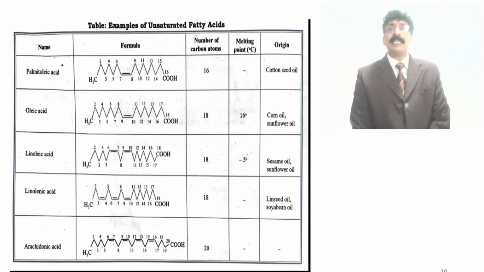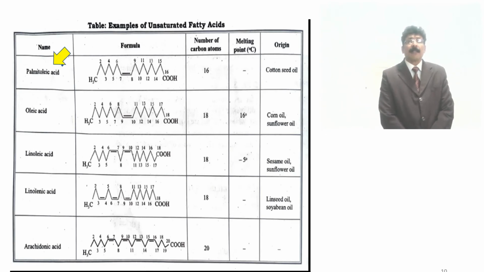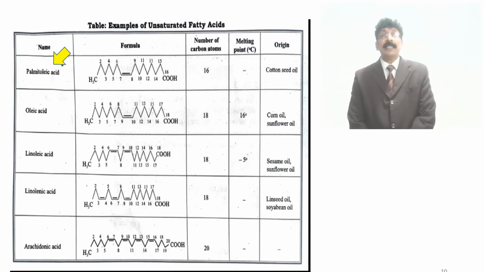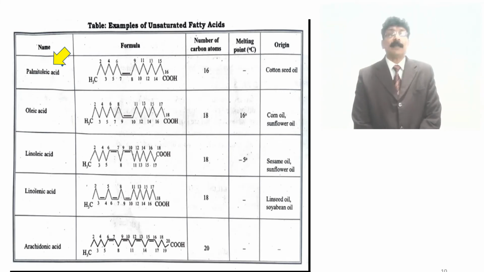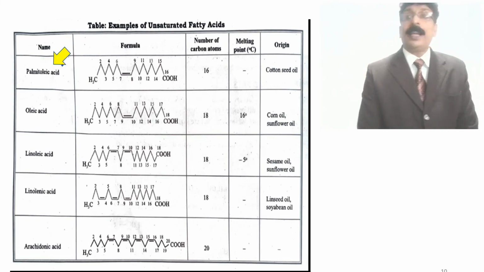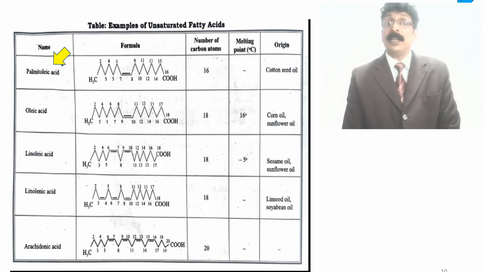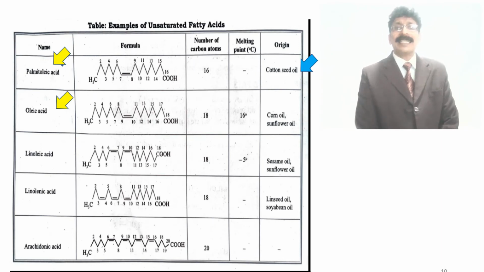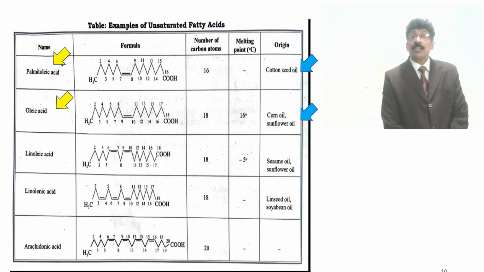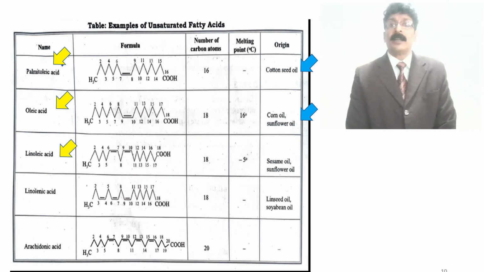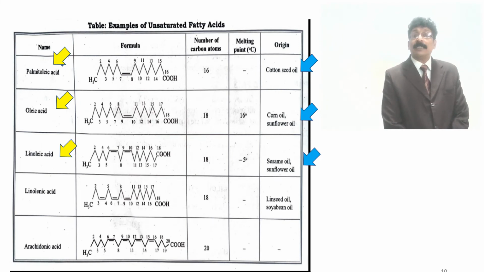When we come to unsaturated fatty acids, you can see there is a single double bond in palmitoleic acid, present in cottonseed oil, with 16 carbon atoms. Oleic acid has a double bond at positions 9 and 10, and is present in corn oil and sunflower oil. Linoleic acid contains 2 double bonds and is present in sesame oil and sunflower oil.